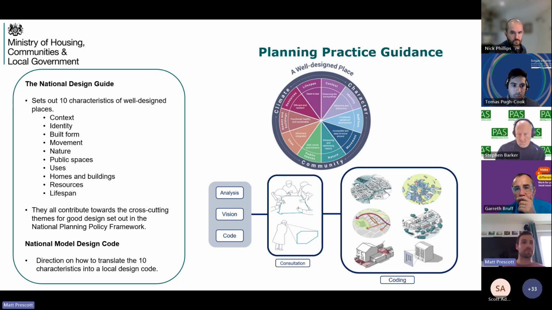In 2021, we also published the National Model Design Code, which gives direction to local authorities on how to translate these 10 characteristics into a local design code. And it's important to note that, as in the NPPF, in the absence of local design codes and local design guides, these documents should be used to inform planning decisions locally.